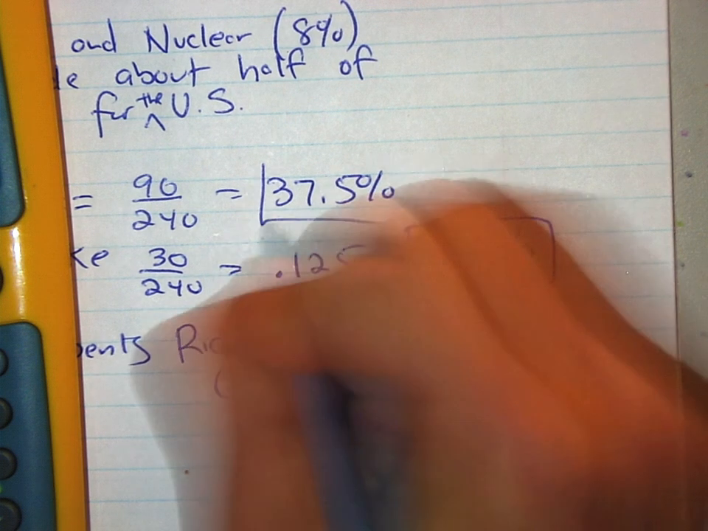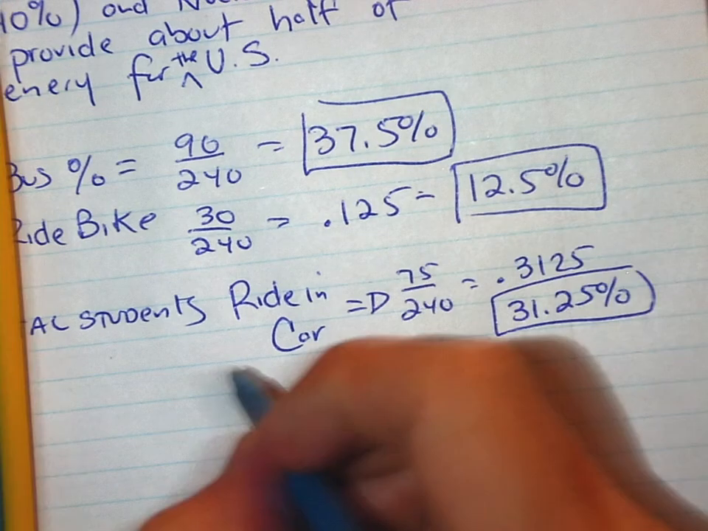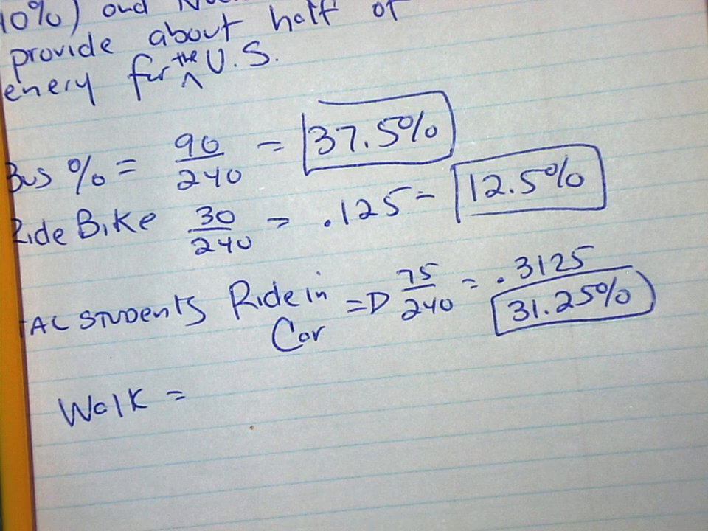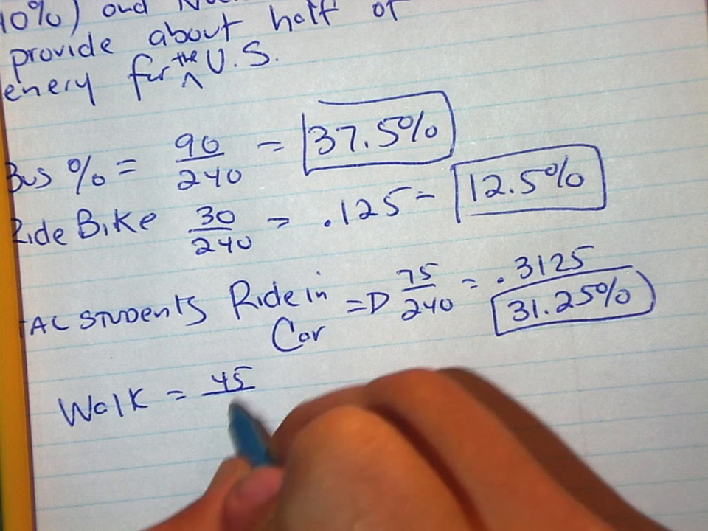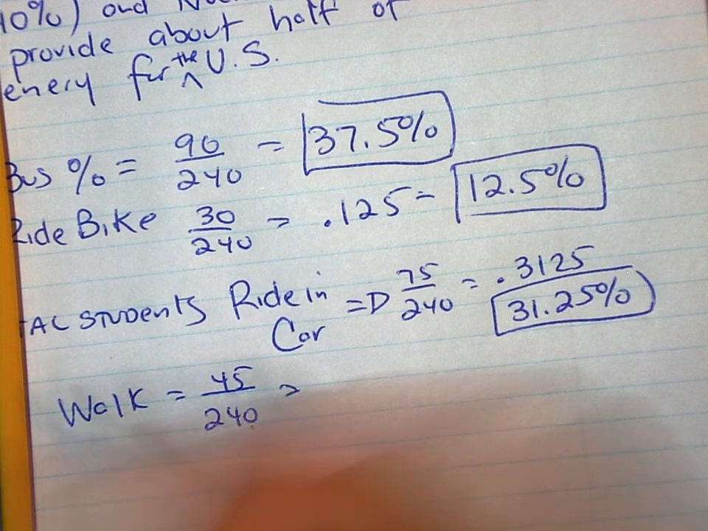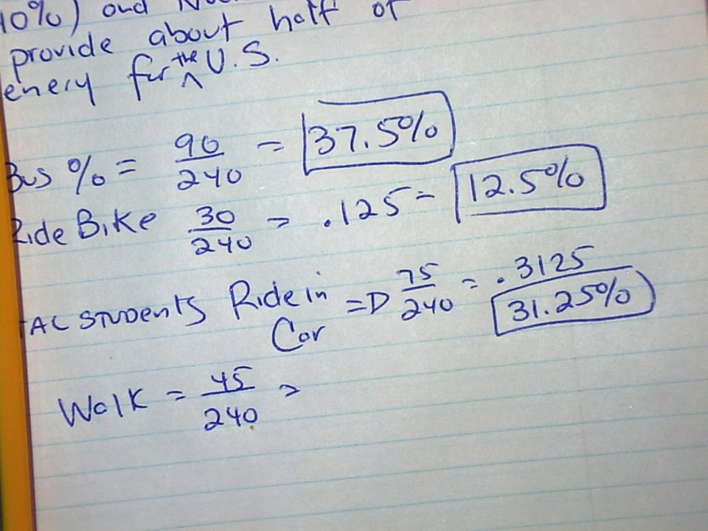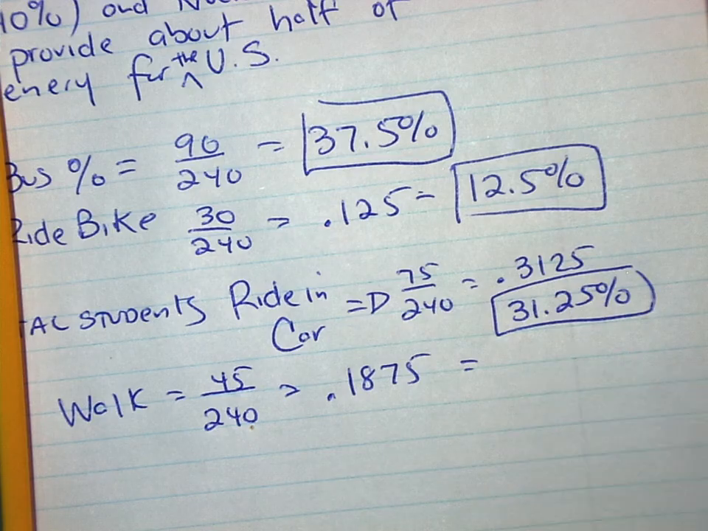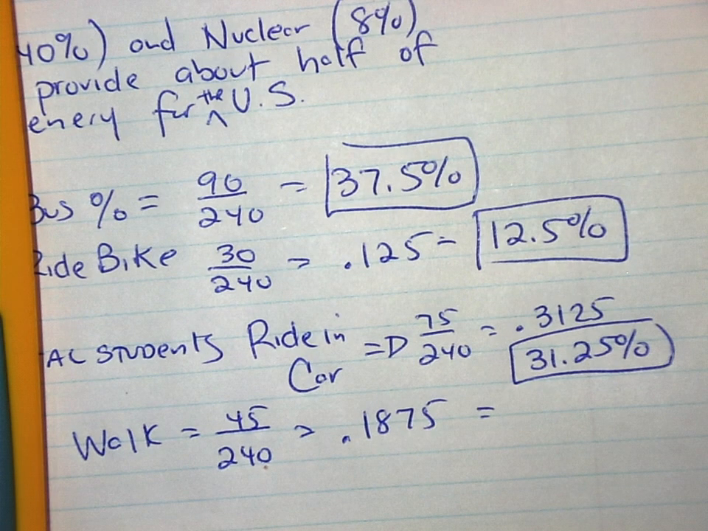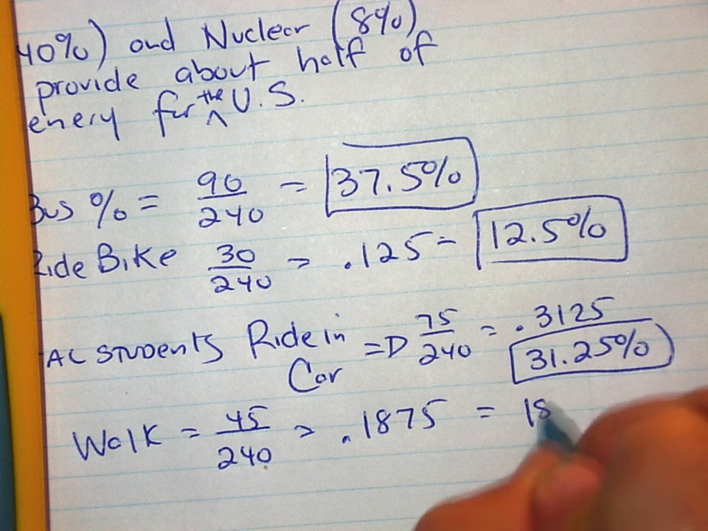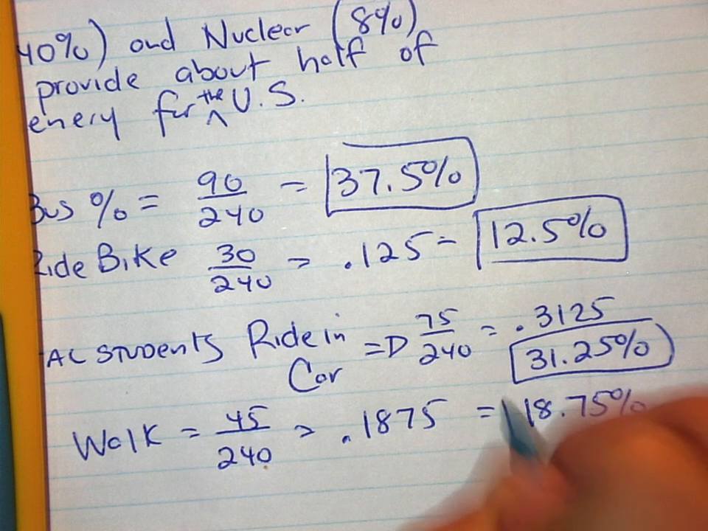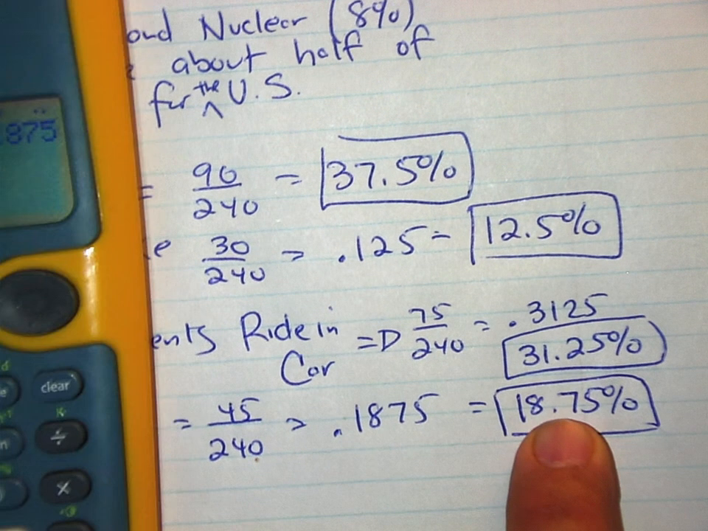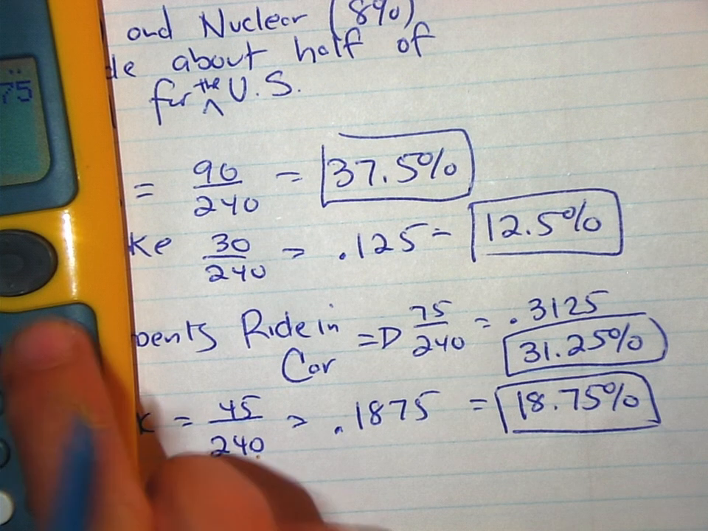And the last one is students who walk to school. Walk is how many? 45 divided by, again, 240. So 45 divided by 240 equals 0.1875. And when I multiply by 100, what do you think without even using a calculator? 18.75, because you move 2 decimal places to the right. And that's the pattern. So when I add all these percentages, it should equal 100%. So let's do that.